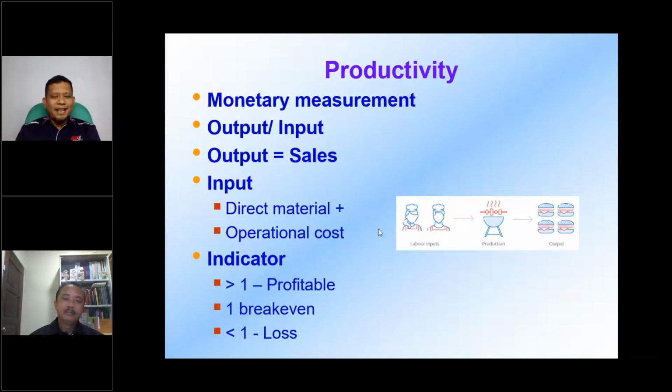Their sales is high, but they have a problem in their operational costs. So this is the first part that makes the chemical industry not productive, because they are measuring something that is not reflecting their performance. To reflect their performance, it's important that they measure the efficiency in terms of monetary measurement.